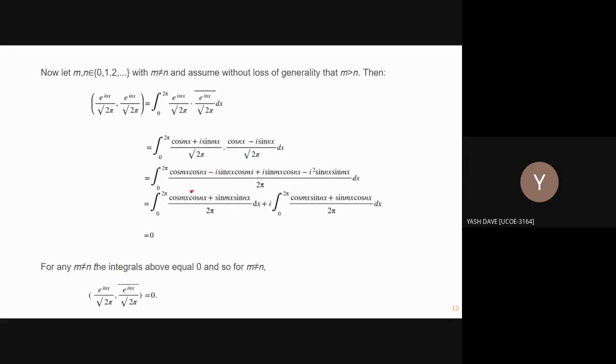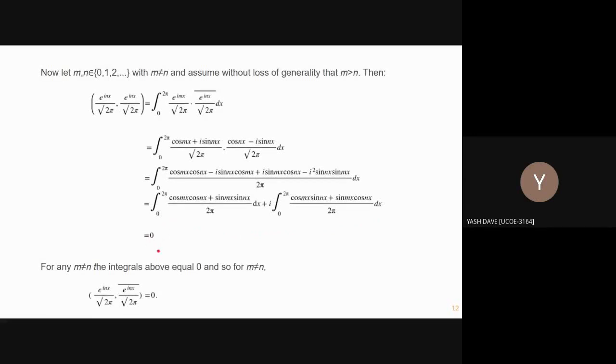Now we will multiply it and we will get the integral from 0 to 2 pi of (cos mx cos nx - i sin nx cos mx + i sin mx cos nx - i² sin nx sin mx)/2 pi dx. Now we will separate the real part and the imaginary part, and we will get the definite integral from 0 to 2 pi of (cos mx cos nx + sin mx sin nx)/2 pi dx plus i times the integral from 0 to 2 pi of (sin mx cos nx - cos mx sin nx)/2 pi dx. By solving it further, we will get this equation equal to 0.